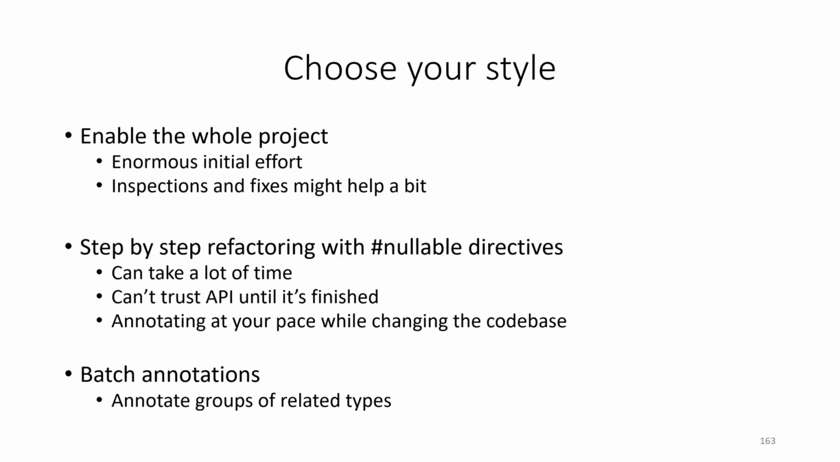You can enable it on the full project at an enormous initial effort, and inspections and fixes might help a bit. Or you can do it step by step with preprocessor directives, Nullable, and it can take a lot of time, and unfortunately you can't trust API until it's finished. But you will be annotating your code at your own pace while changing the code base, so it will probably be much less effort. Or alternatively, you can annotate batches of files related to a single feature and make a single feature within your project null safe, and then think whether it's worth annotating the next one.